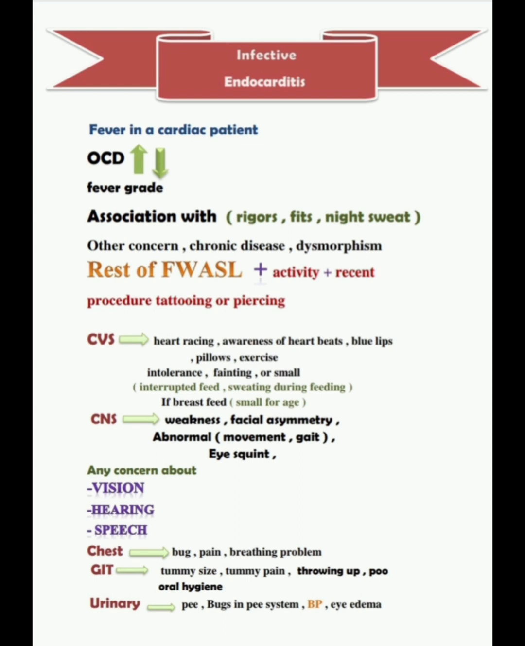Then is the fever associated with any rigors, fits and night sweat? We ask about any other chronic disease present or not, and dysmorphism present or not. Chronic disease, we know, cardiac patients. So is there any previous cardiac problem or not? We will ask. Rest of FWASL plus activity plus recent. FWASL: F for fever, W for weight loss, and activity, sleep and lump or lymph nodes.